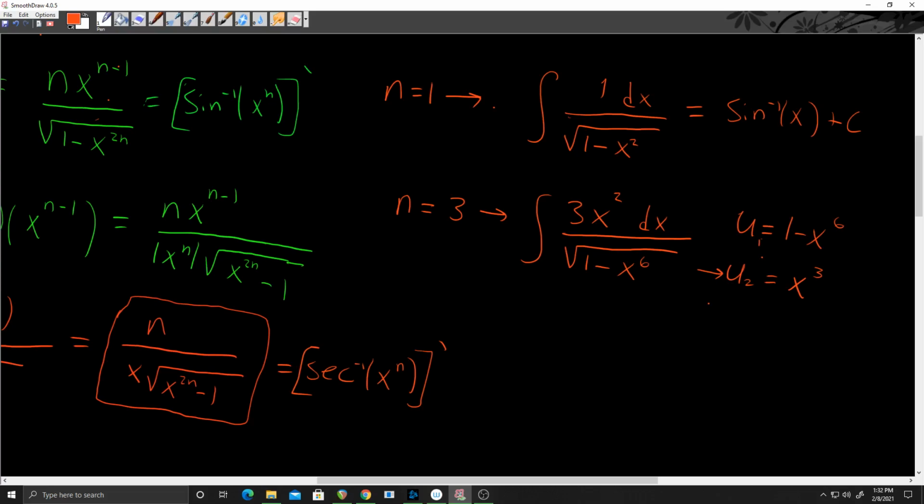So again, if the power upstairs is way less than the power downstairs, and you have this square root in the bottom where you have a constant minus x to some power, then we're going to want to do the inverse sine approach. Because if I do du2 dx, I'm going to wind up with 3x squared, and that's exactly what is on top here.